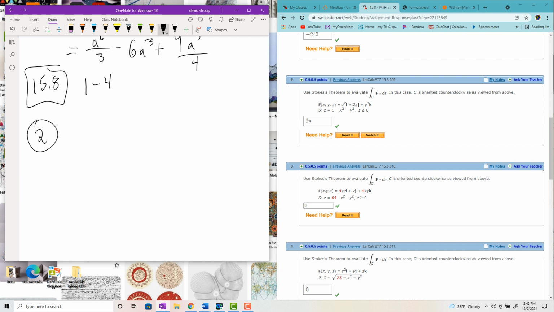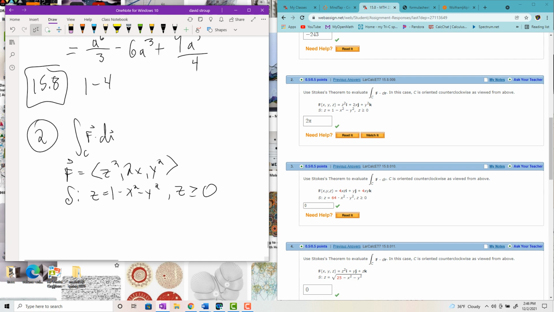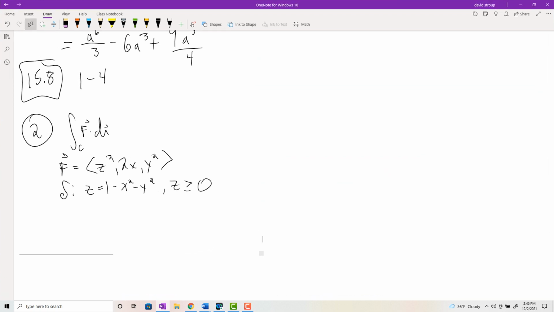Okay, so use Stokes' theorem to evaluate, and don't just put 0 for your answer. Don't do that to me, please. I know it's a 50-50 chance, but use Stokes to figure out this line integral. Given the vector field is z squared, 2x, y squared, and then the surface is going to be this elliptic paraboloid type object. Okay, so z equals 1 minus x squared minus y squared. You could do your traces.